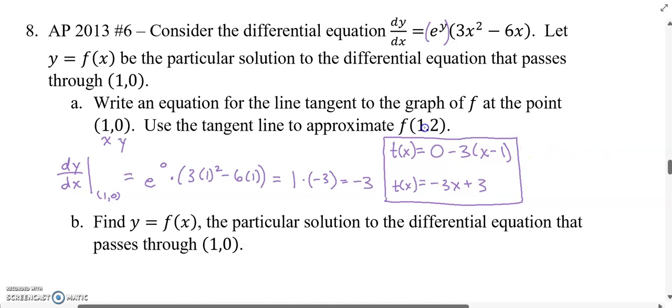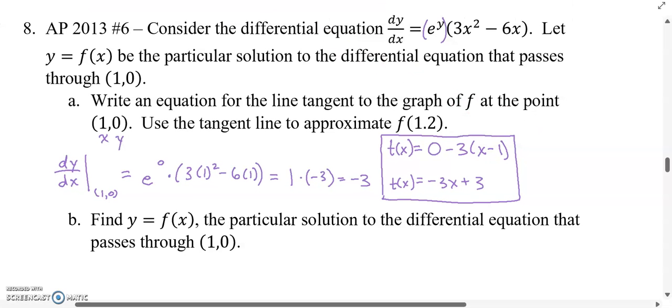So in order to approximate f of 1.2, we know that f of 1.2 is approximately equal to T of 1.2. Well, we know how to find T of 1.2. I'm going to use this first version of this. T of 1.2 is going to be 0 minus 3 times 1.2 minus 1, or 0.2. That's just replacing the x with 1.2. And that gives us negative 0.6.